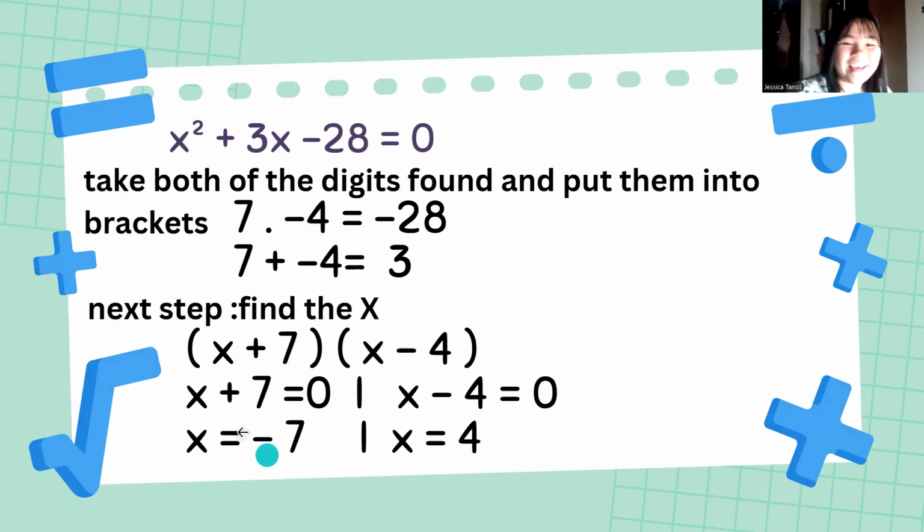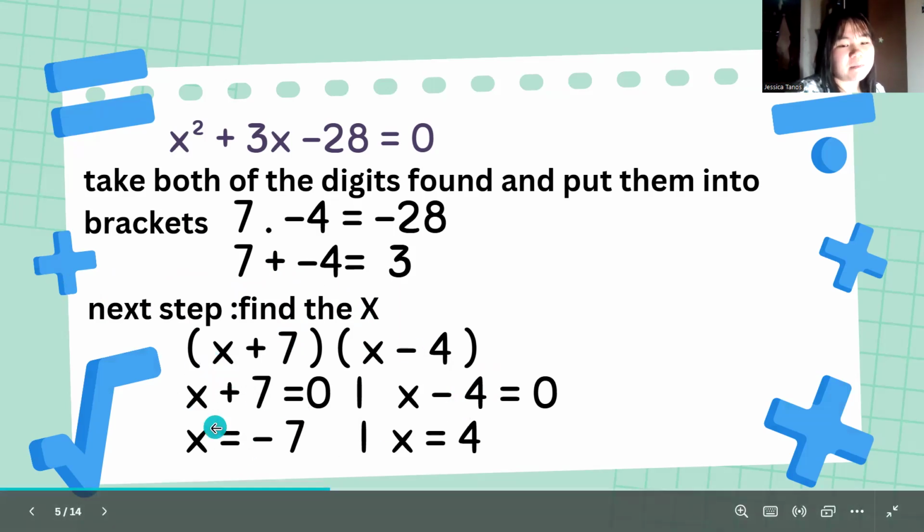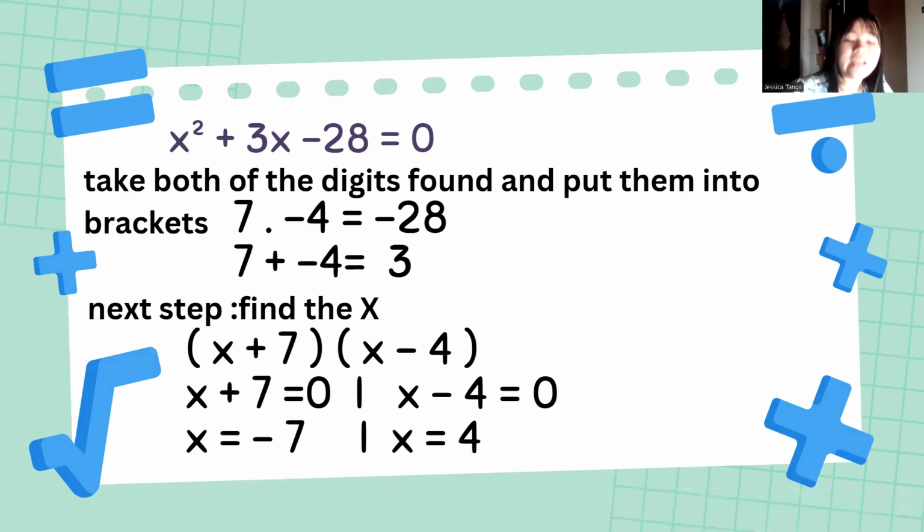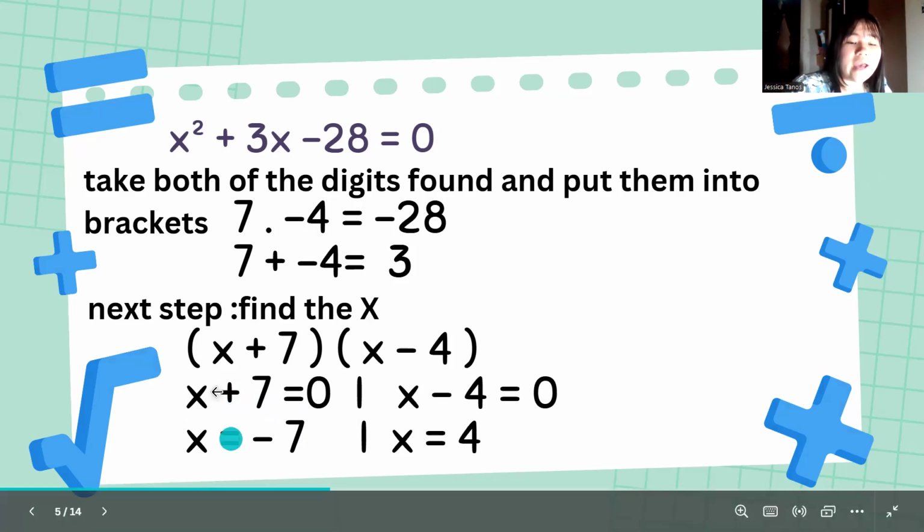I'm sorry, sorry. Okay, so x plus 7 is equal to 0, because we need to move this to the other side to make the x single. x plus 7 equals 0, right? When we move it to the other side, it changes signs. From positive, it changes to the opposite, which is negative. So x plus 7 equals 0, and when we move it to the other side, x equals negative 7.